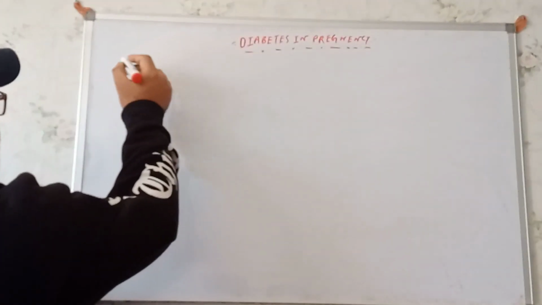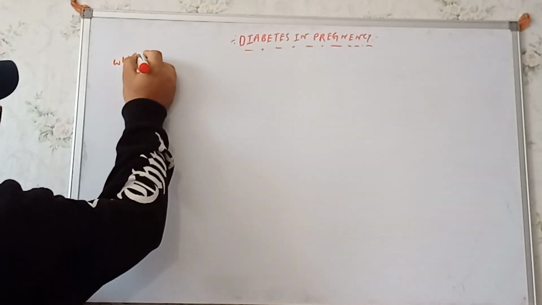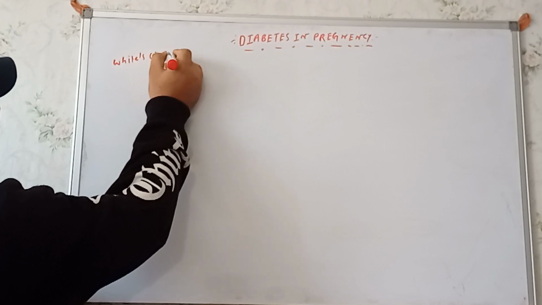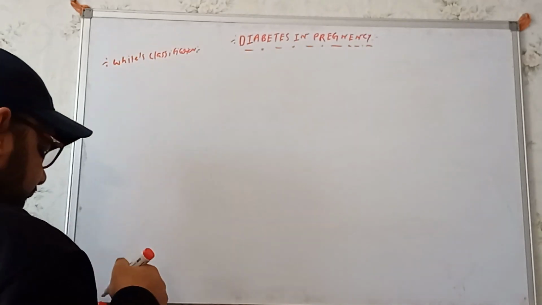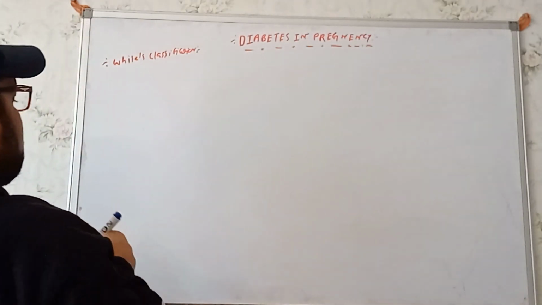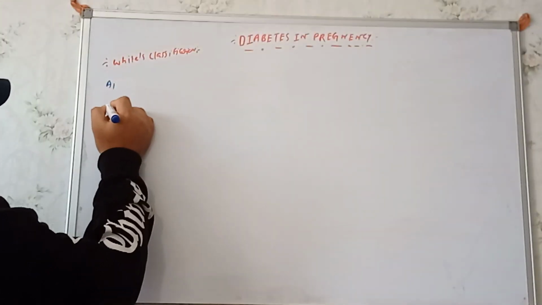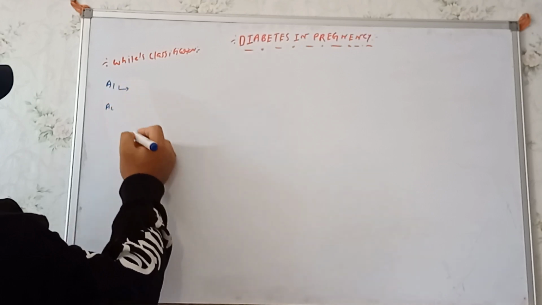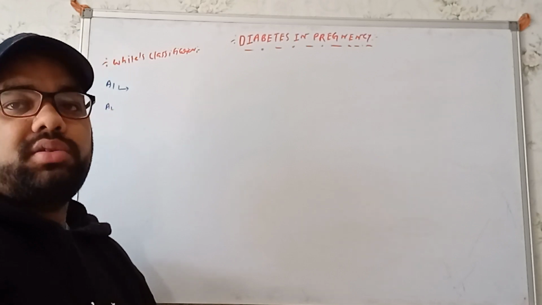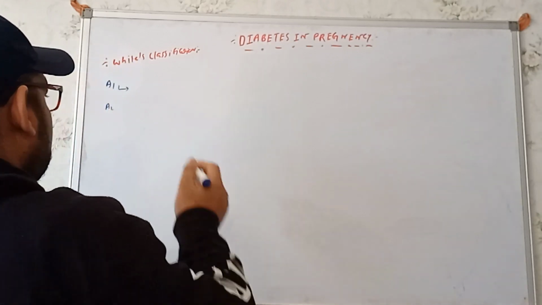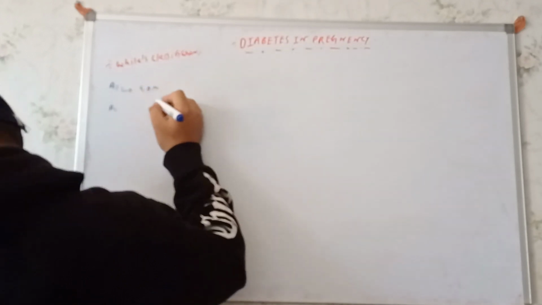According to the White classification, gestational diabetes mellitus can be of two types: type A1 and type A2. Type A1 means the gestational diabetes mellitus is well controlled with diet.